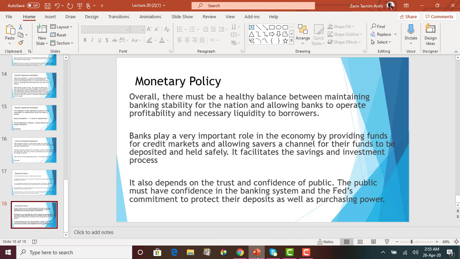Now, the operation of the banks also depends on the trust and confidence of the public, right? If the public doesn't have confidence in banks, they will not put their money in the banks, and therefore confidence in the banking sector is important. And also the Federal Reserve has to commit that in case the banks fail, they will protect depositors' money. So these are important factors. Okay, so with that slide, we wrap up chapter 11. That's the end of this video lecture.